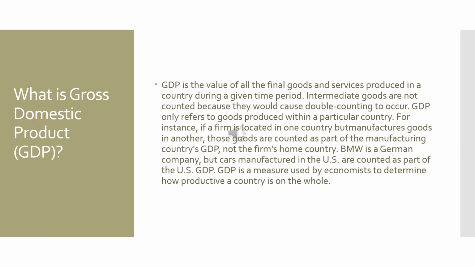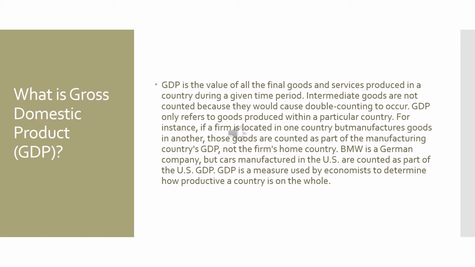Intermediate goods are not counted because they would cause double counting to occur. GDP only refers to goods produced within a particular country. For instance, if a firm is located in one country but manufactures goods in another, those goods are counted as part of the manufacturing country's GDP, not the firm's home country. BMW is a German company, but cars manufactured in the US are counted as part of the US GDP.